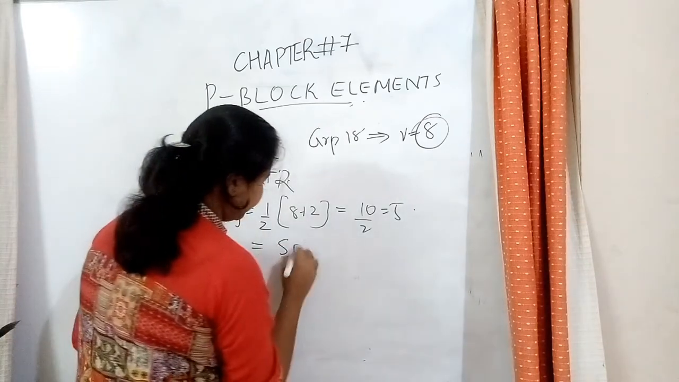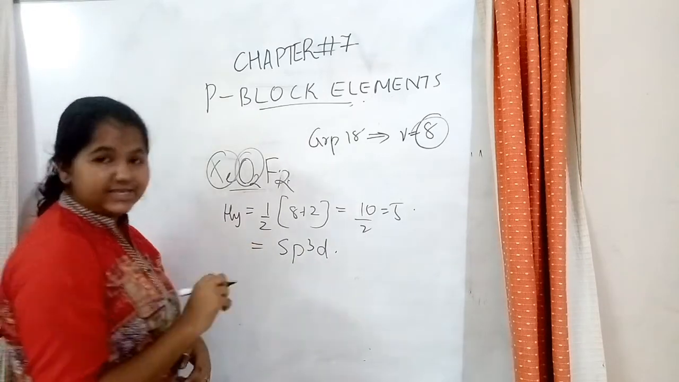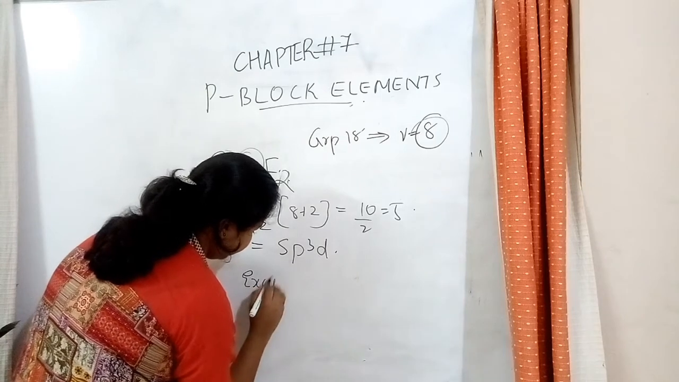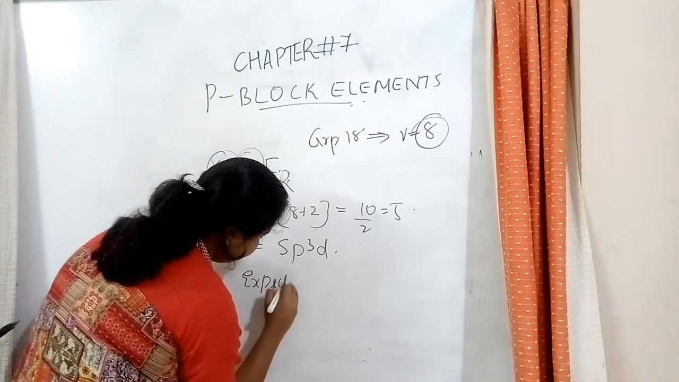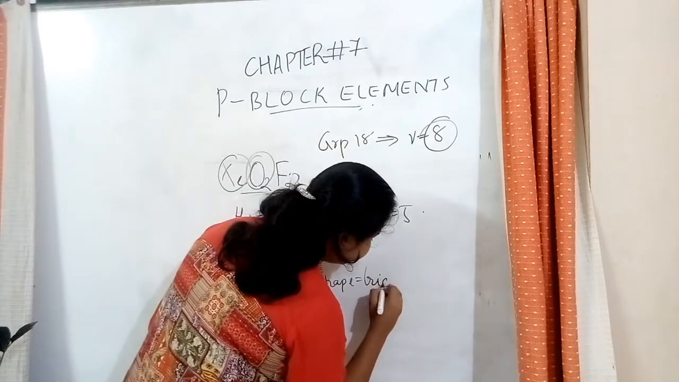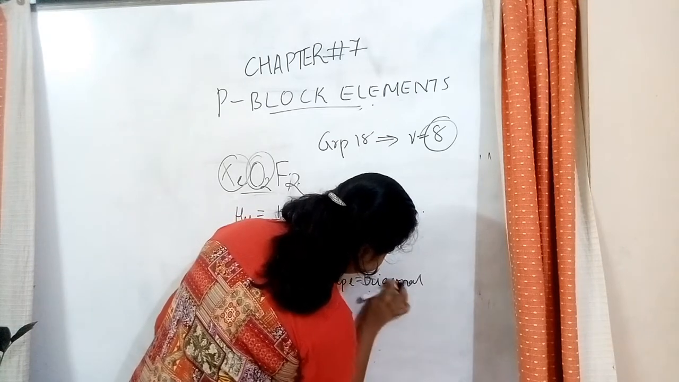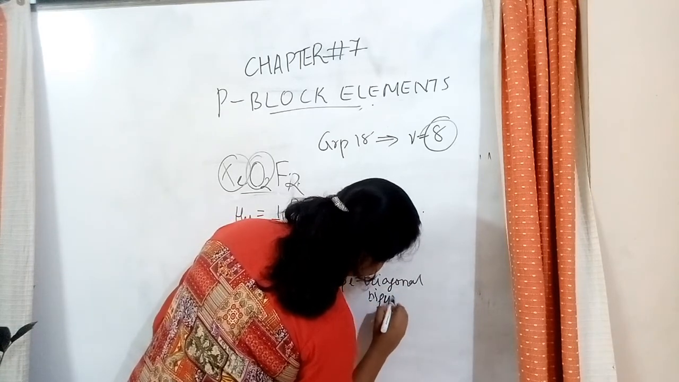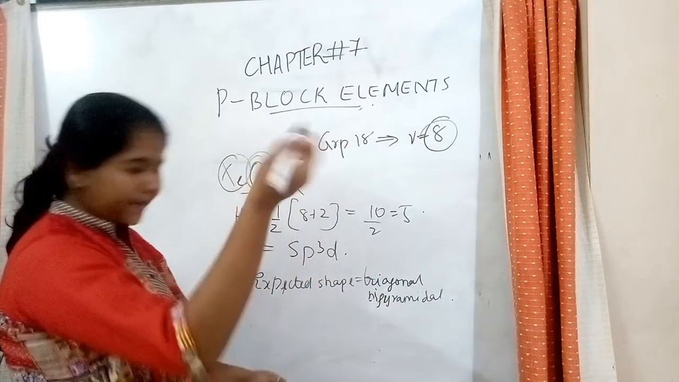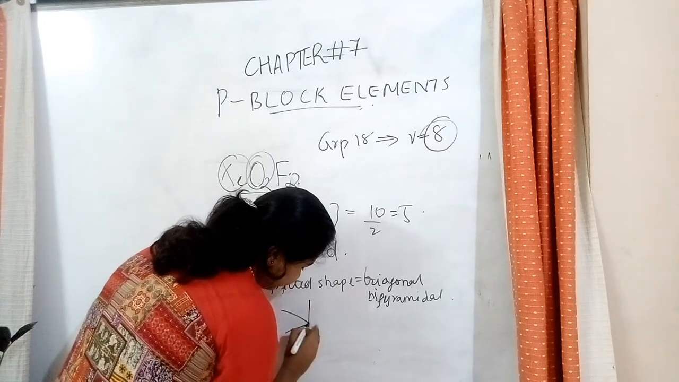So that is sp3d. And what would be the structure? Let's see what's the structure. The expected shape. Shape is trigonal bipyramidal. Okay, and this is the structure. That is expected structure. Let's draw. This is the expected structure.